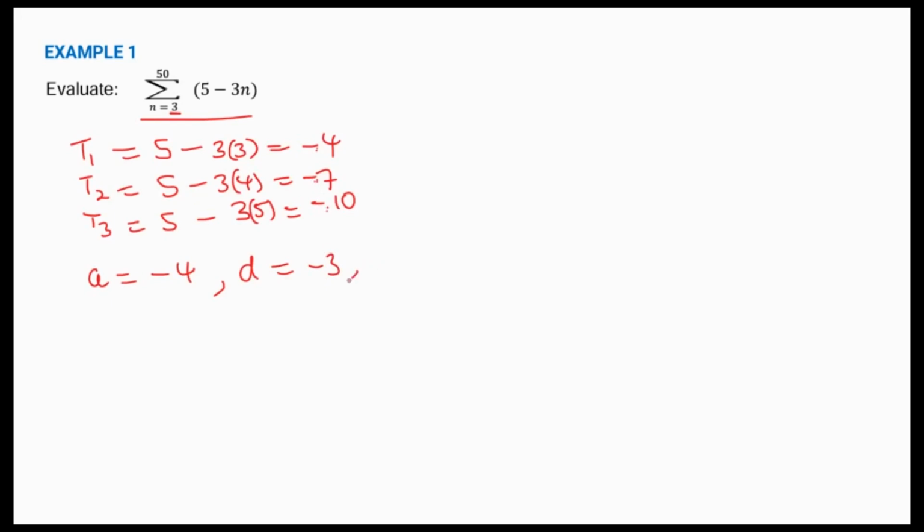Right. And then the number of terms. Remember, we say top number minus bottom number plus 1. So it's going to be 50 minus 3 plus 1 from the sigma symbol here. So it's going to be 50 minus 3, 47, 47 plus 1, 48. Now, this is an arithmetic series because there's a common difference.